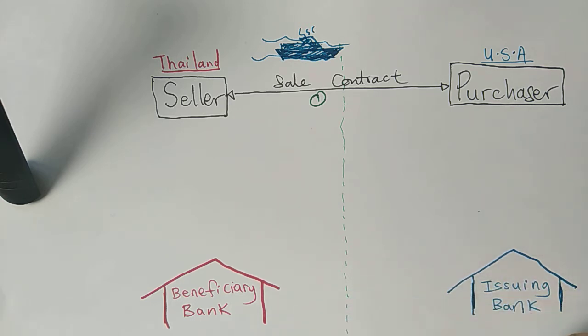Now, the payment method by letter of credit is used very commonly in international sale and purchase contracts, where the seller is in one country and the purchaser is in another country. This is not just in Thailand, but everywhere in the world. This is probably one of the most common methods of payment in international sale and purchase contracts.